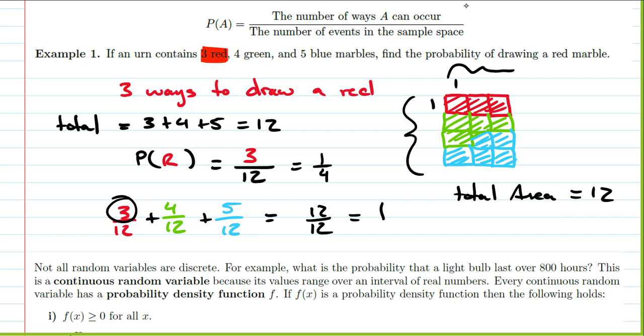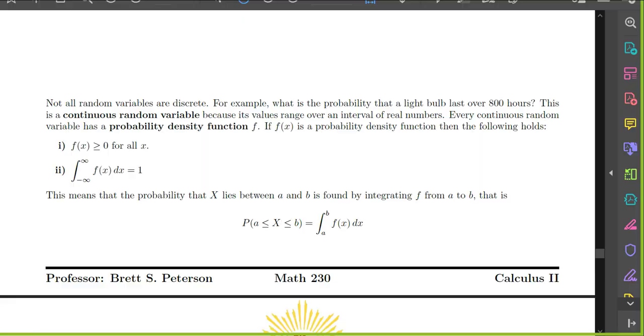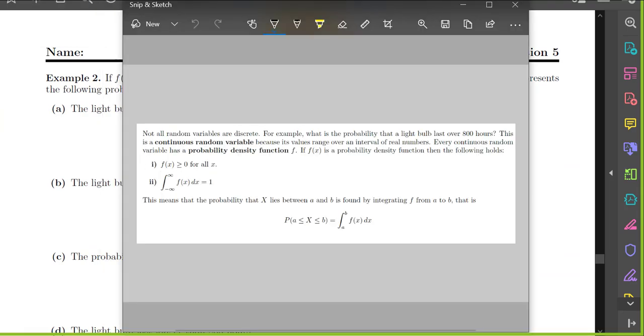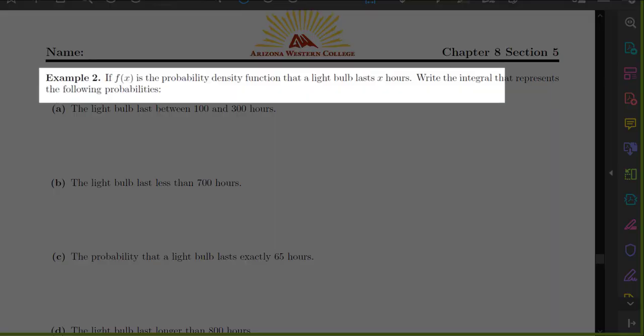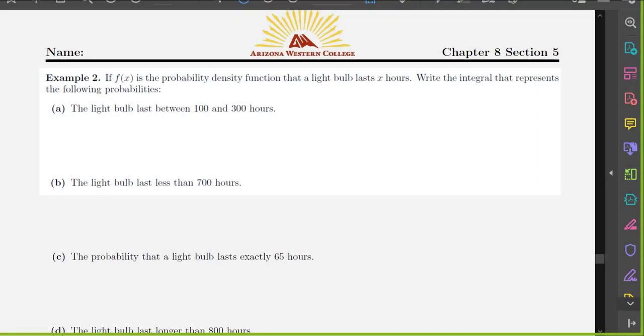So this idea of changing probabilities into areas follows from the idea of discrete probability. So it shouldn't surprise us that an integral should be able to do the same work for things that are continuous. All right, let's take a look at example number 2.